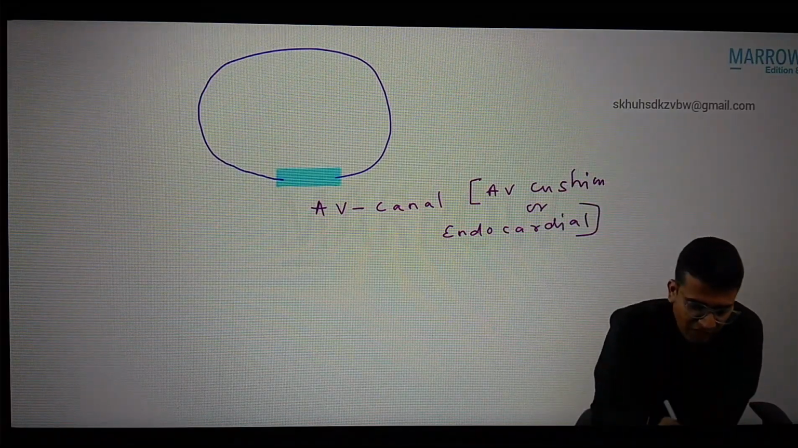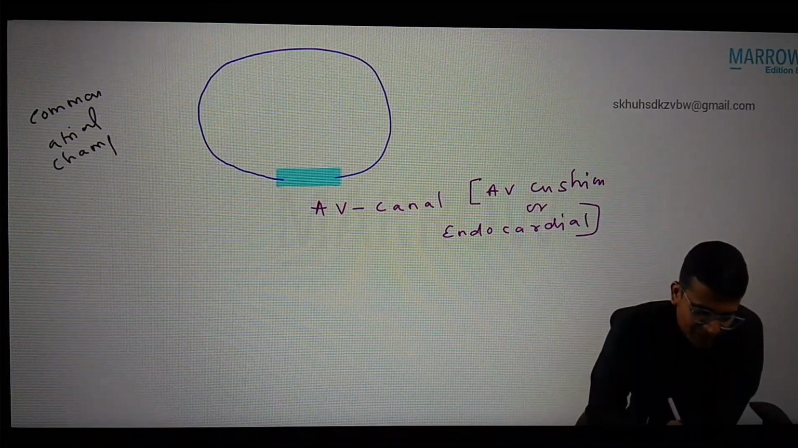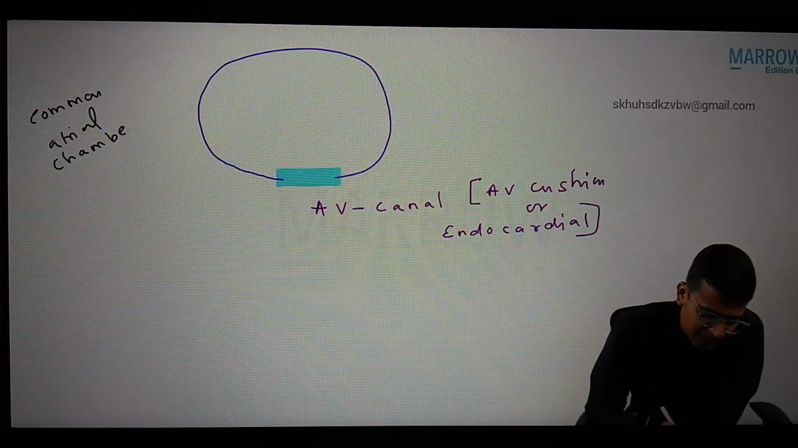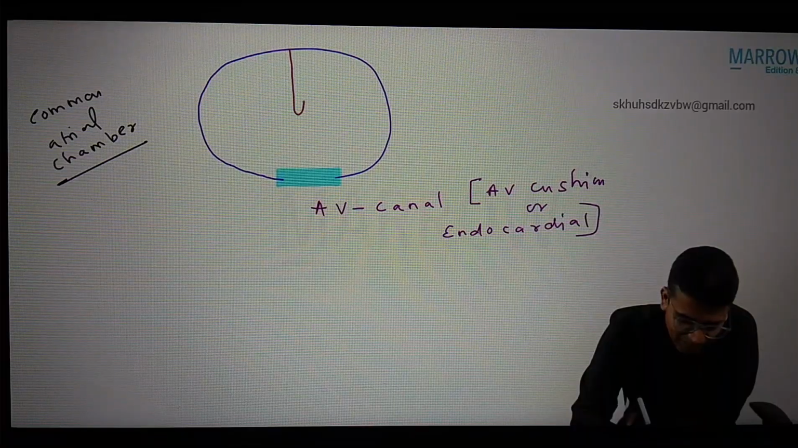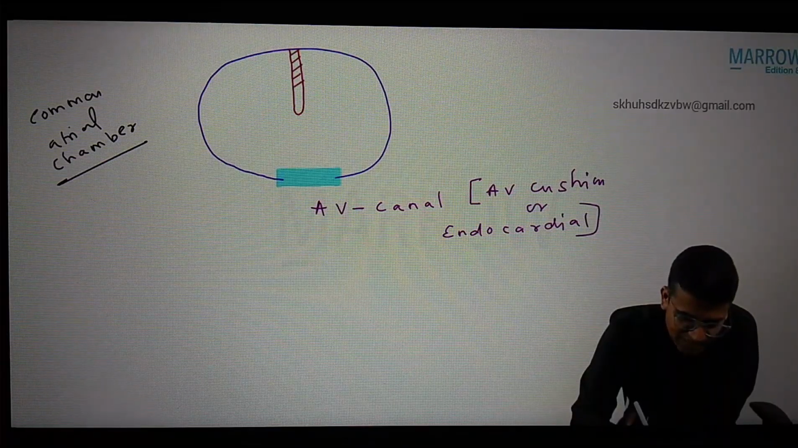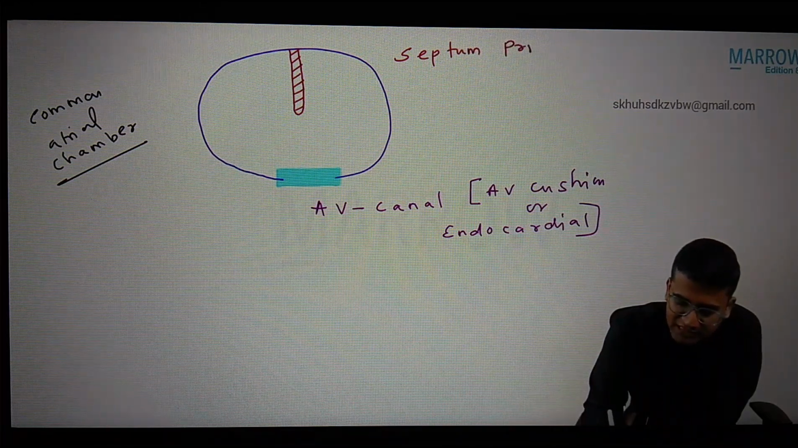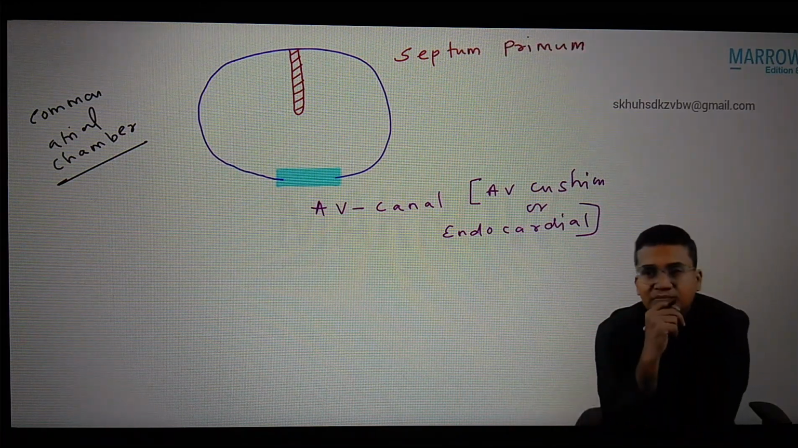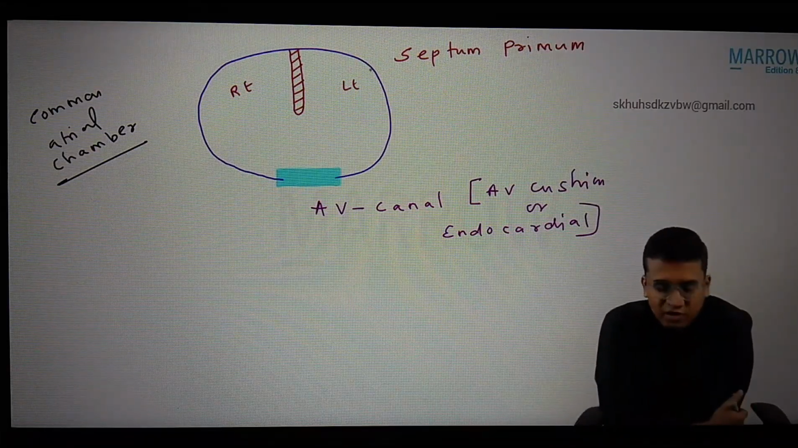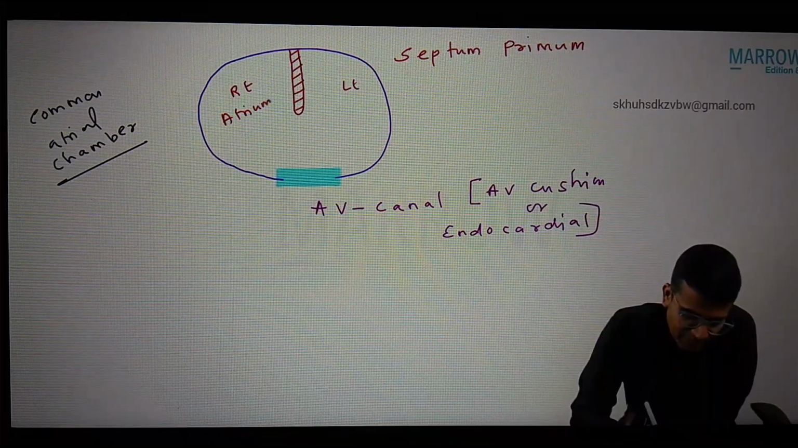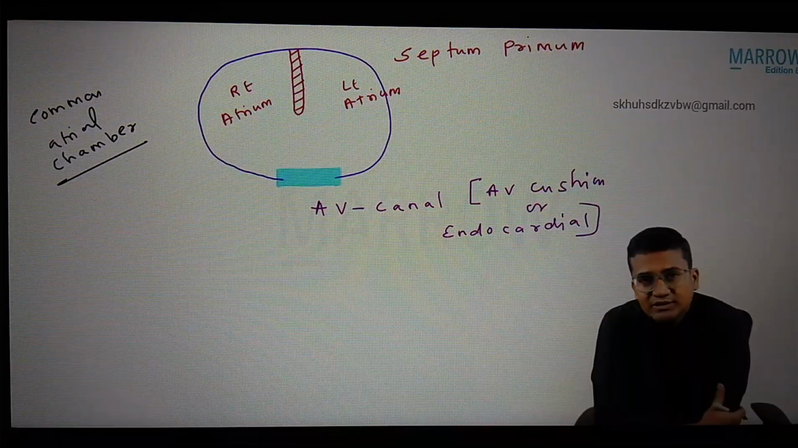Right. So now in the common atrial chamber, the septum primum is formed. One septum is formed. That is our septum primum. So septum primum is formed in the common atrial chamber. Now for example, say this is the right side, say this is the left side. Now between the right atrium and the left atrium, the septum primum is formed.